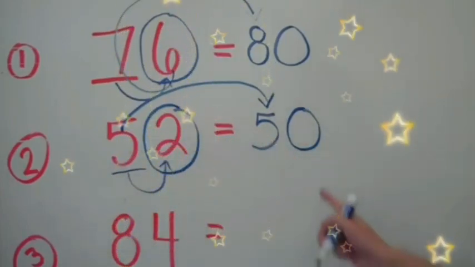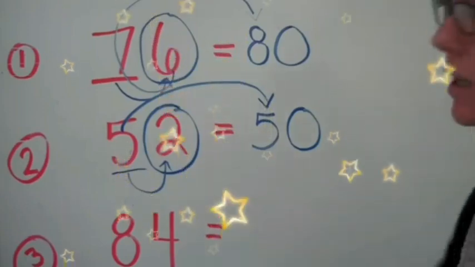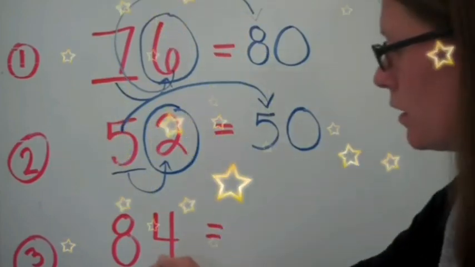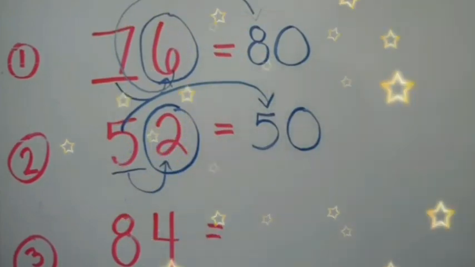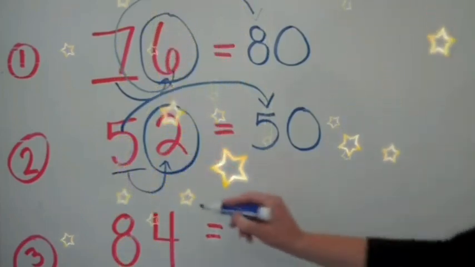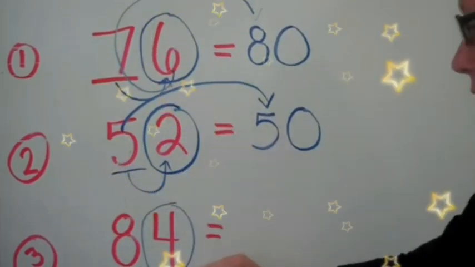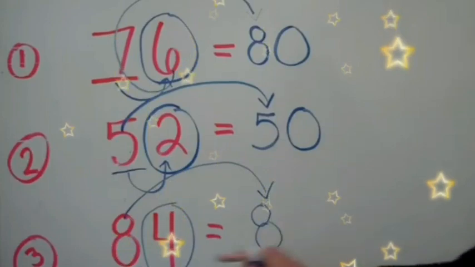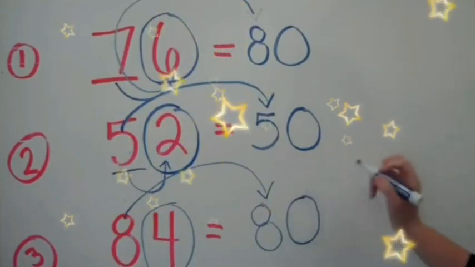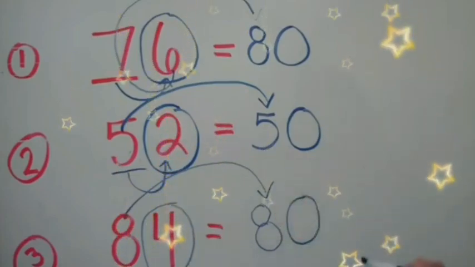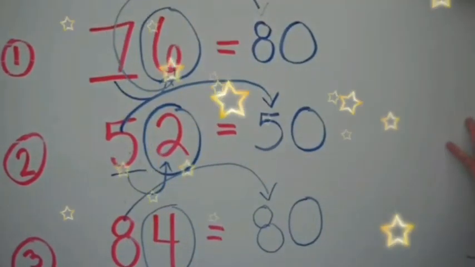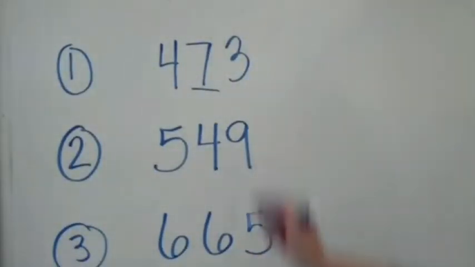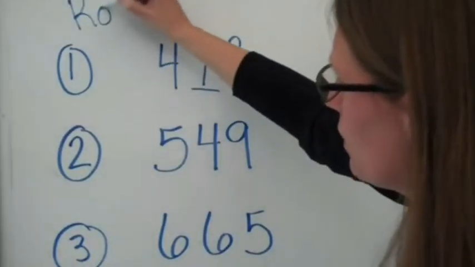52 rounds to 50. My last one, I know I'm rounding to the nearest 10, so I put my line underneath my 10. Go one column over. I have a 4. 4 is weak and has no power, so the 8 stays an 8, and the 4 turns into a 0. That should be a review. We are rounding to the nearest 10. It gets a little trickier, but not hard, when you have hundreds and you are rounding to the nearest 10.